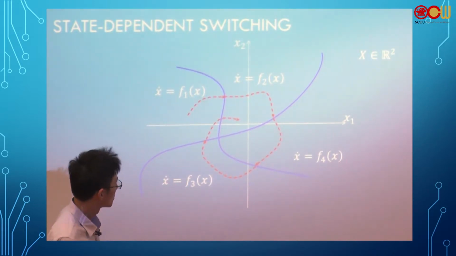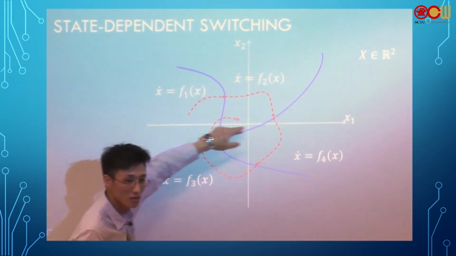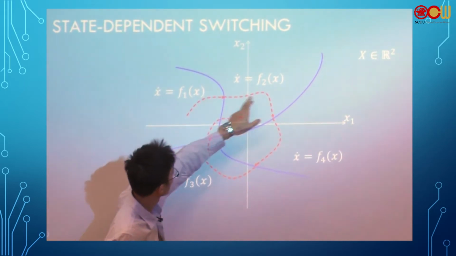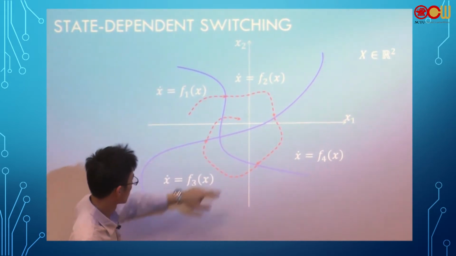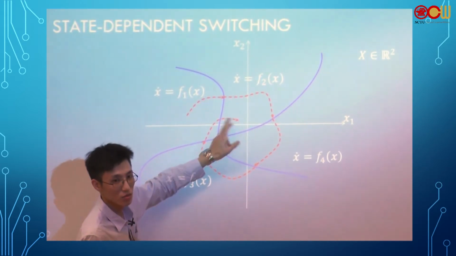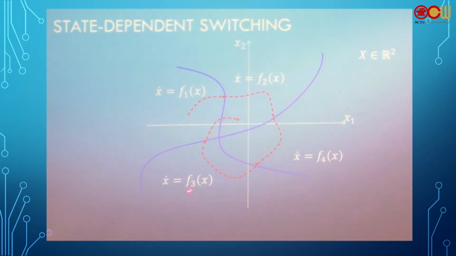So the objective is you design the switching condition. You design this surface, these blue lines, such that this trajectory, this red line, which is the trajectory of the solution x, can be stabilized to the origin, to our desired position. So you need to design these blue lines, the switching conditions, and maybe the controller for each subsystem. So you have two things to do: design controllers and switching conditions.